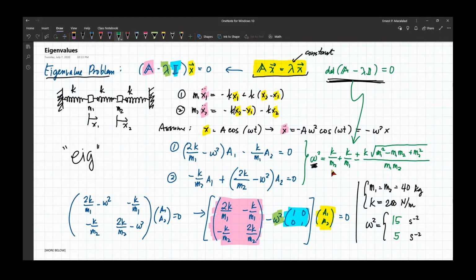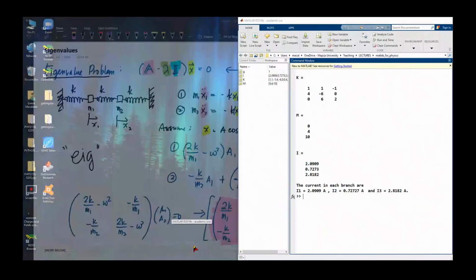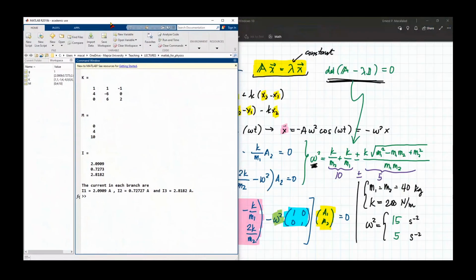Okay, so one way to do it is just to compute for this and for this. This is actually 10 and this is 5. And then you have a plus and a minus, so that's 15 and 5. Now, how do we use this in MATLAB? Okay, so let's just use the command window.